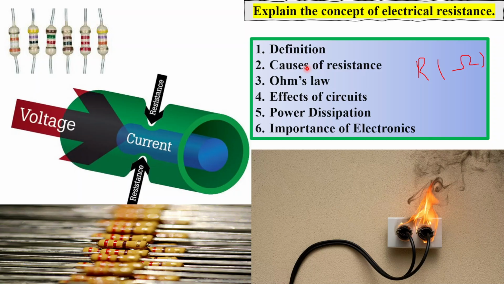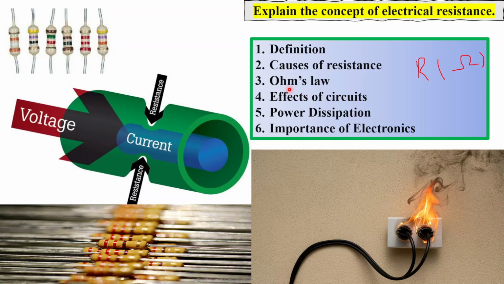Length. Longer conductors generally have higher resistance because electrons encounter more obstacles as they travel through the material. Next one, cross-sectional area. Greater cross-sectional area typically results in lower resistance because there is more space for electrons to flow. That is, we have the formula, R is equal to rho L by A.